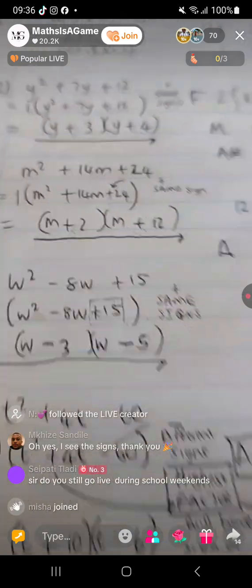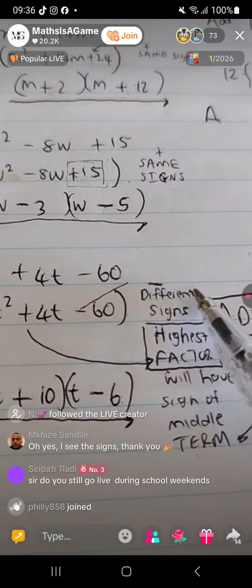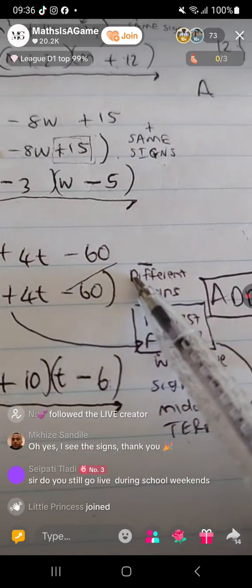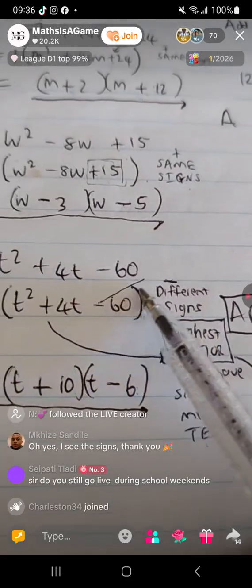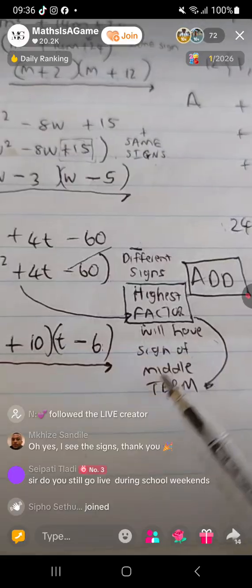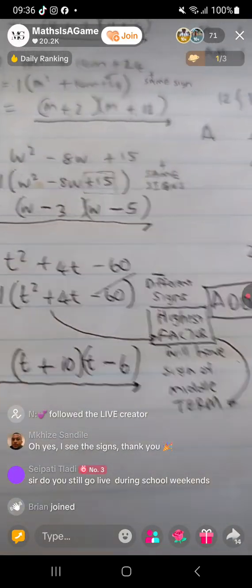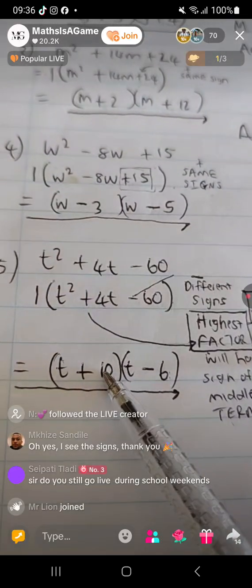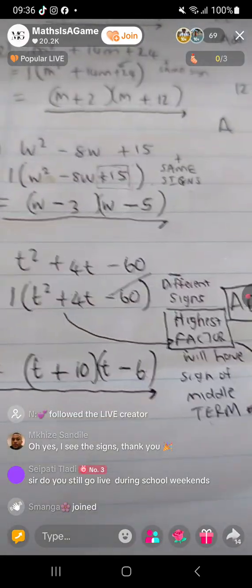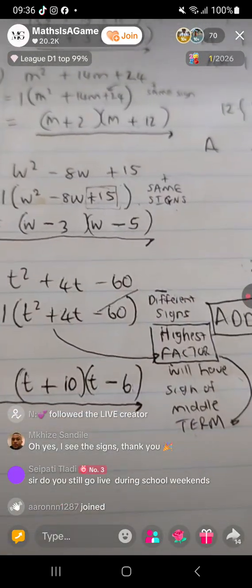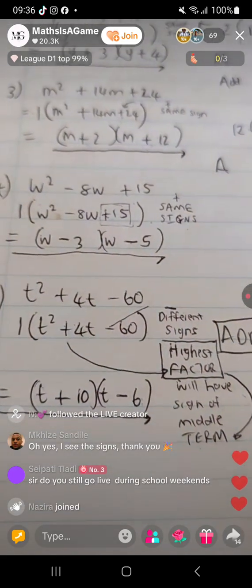They are the same. But the minute you have a negative sign for your constant, that does not mean same signs. It means different signs. Then the highest factor from your factors of 60 will have the sign of the middle term. Matching orders are given by the mother. She dictates the sign of the highest factor when it's different signs. Okay, please guys, lock in.